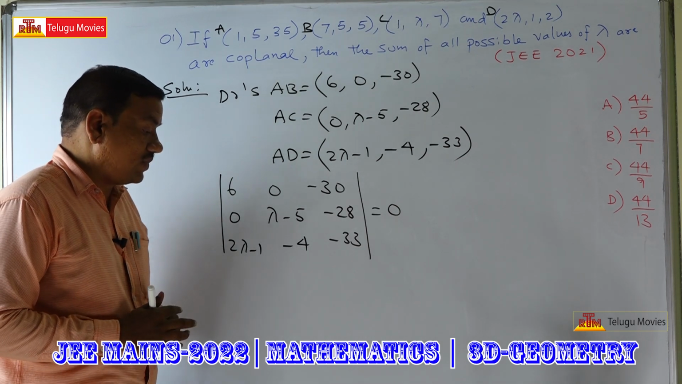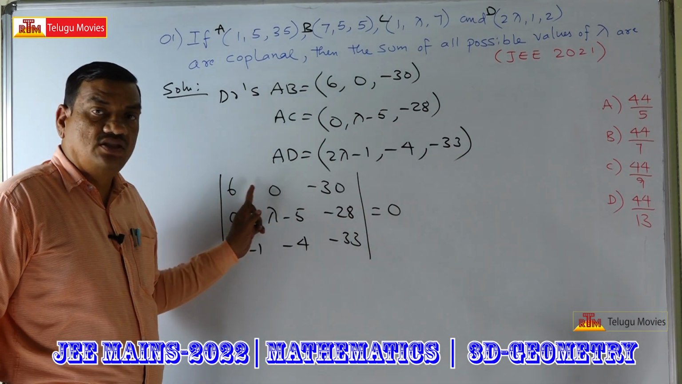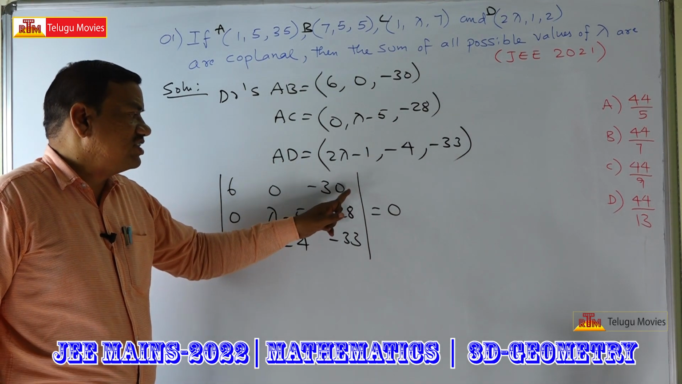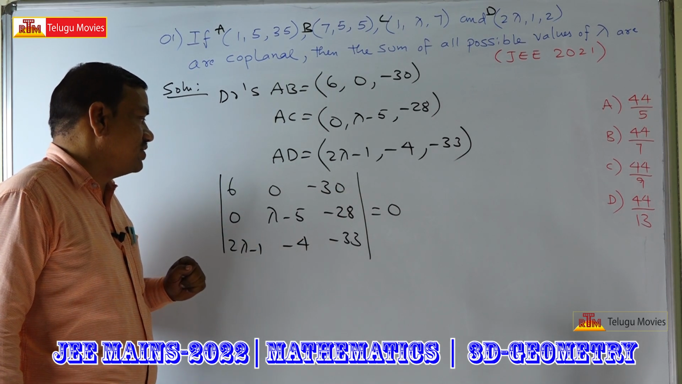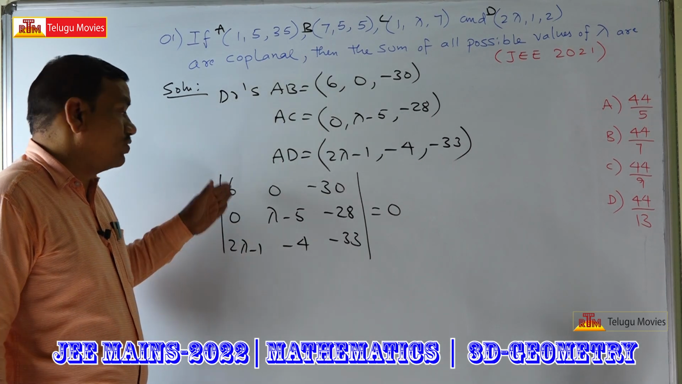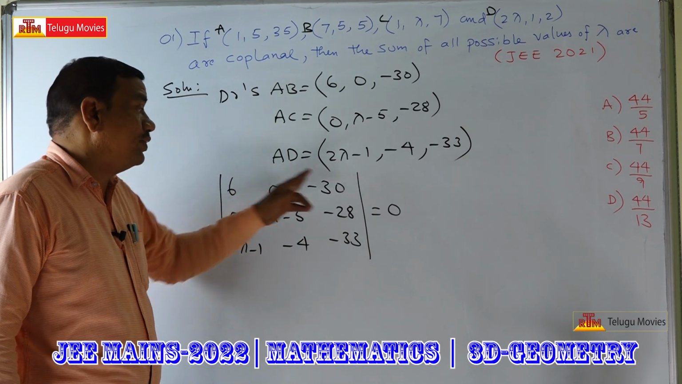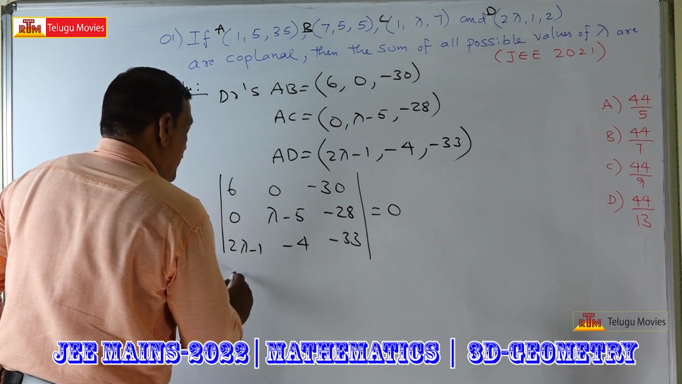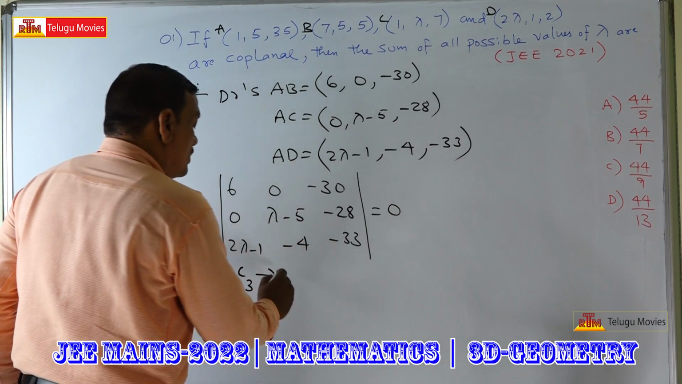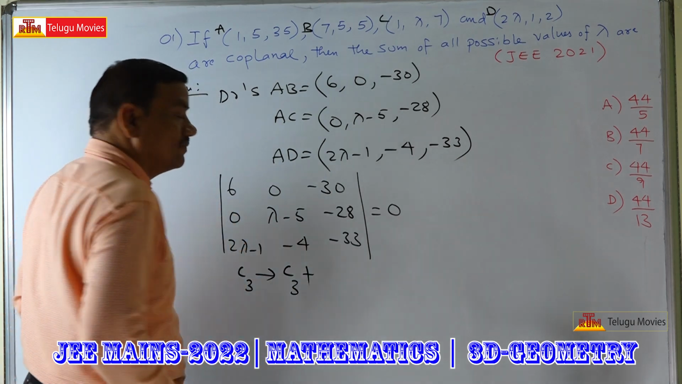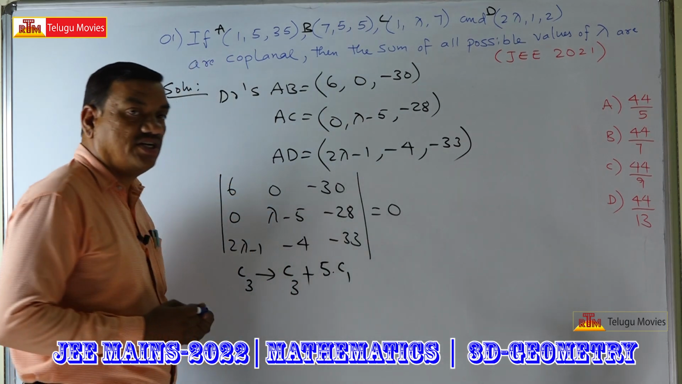Otherwise, you can calculate it like this. Let us take the first row, already it is 0. Let us make this also 0. How can you make it 0? For the third column, you multiply the first column with 5 and add it. That is the operation I am going to do. Third column plus 5 times the first column.